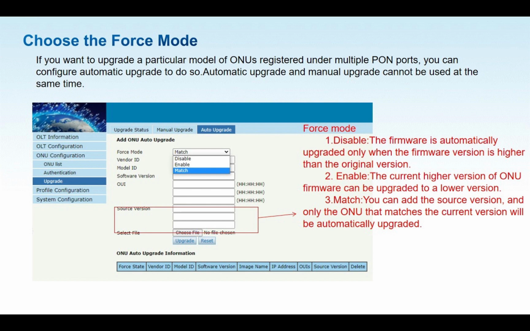If force mode is disabled, the firmware is automatically upgraded only when the firmware version is higher than the original version. If force mode is enabled, the current higher version of ONU firmware can be upgraded to a lower version. If force mode is match, you can add the source version, and only the ONU that matches the current version will be automatically upgraded.